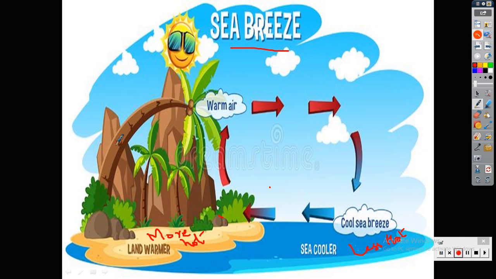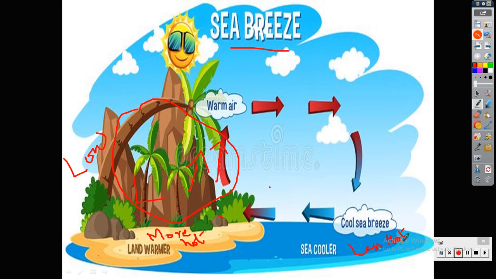So the air around the land becomes more hot. This more hot air moves up. More hot air becomes light in weight and moves up. The weight of the hot air is less. That's why it moves up. When it moves up, the area around the land becomes a low pressure area.